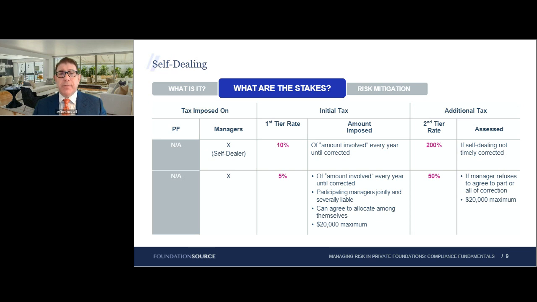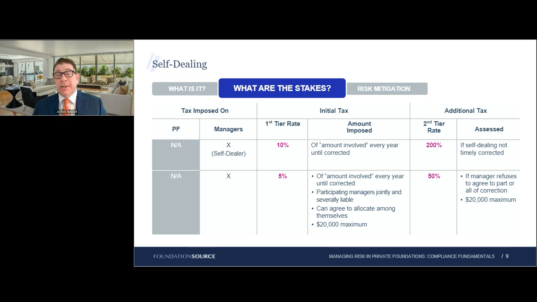Now, first-tier taxes often apply whether or not the prohibited action was committed knowingly or innocently. The self-dealing penalty is unique amongst all the penalties because the foundation itself will never owe a penalty. Rather, only the self-dealers are subject to the self-dealing penalties. When a self-dealing violation occurs, both the disqualified person and the foundation alike must file penalty returns, Form 4720, to report the transaction and calculate the penalty due.